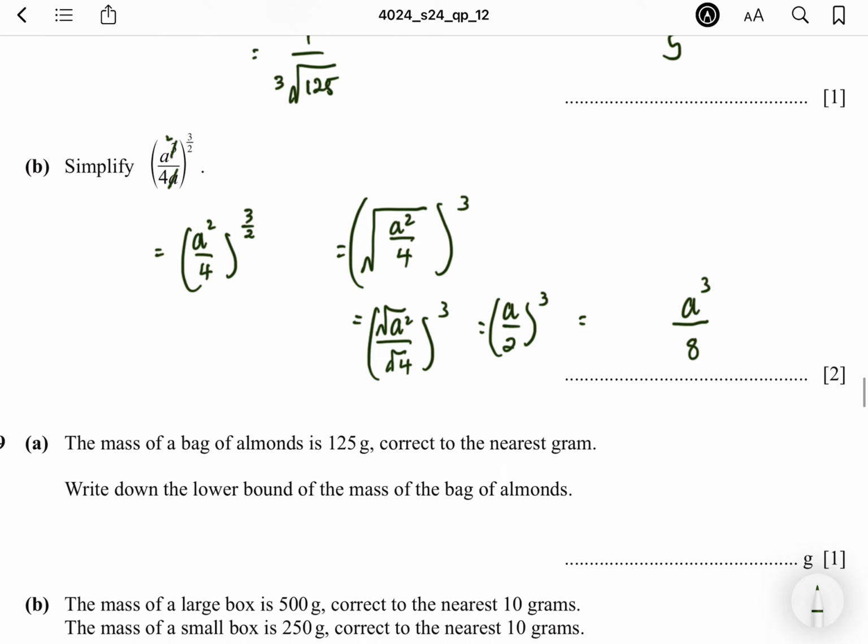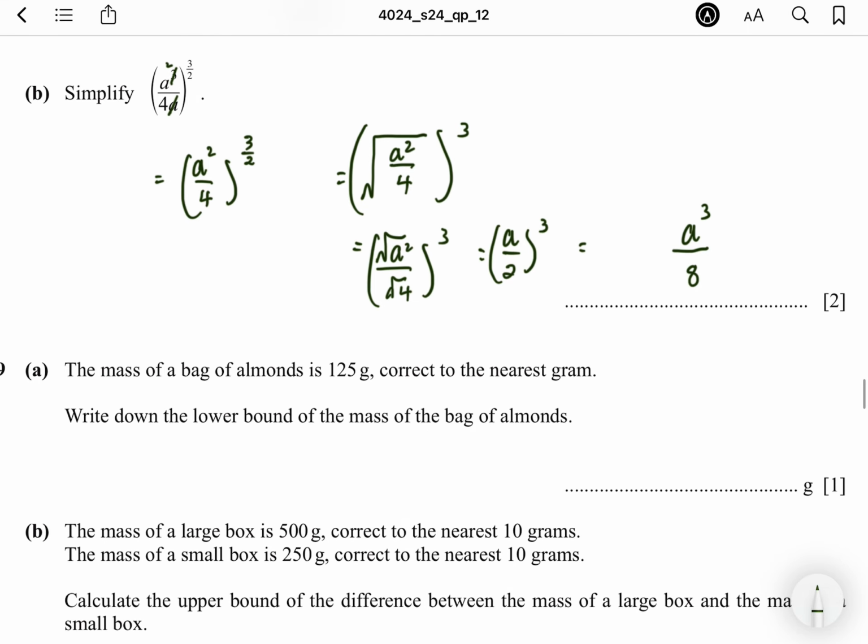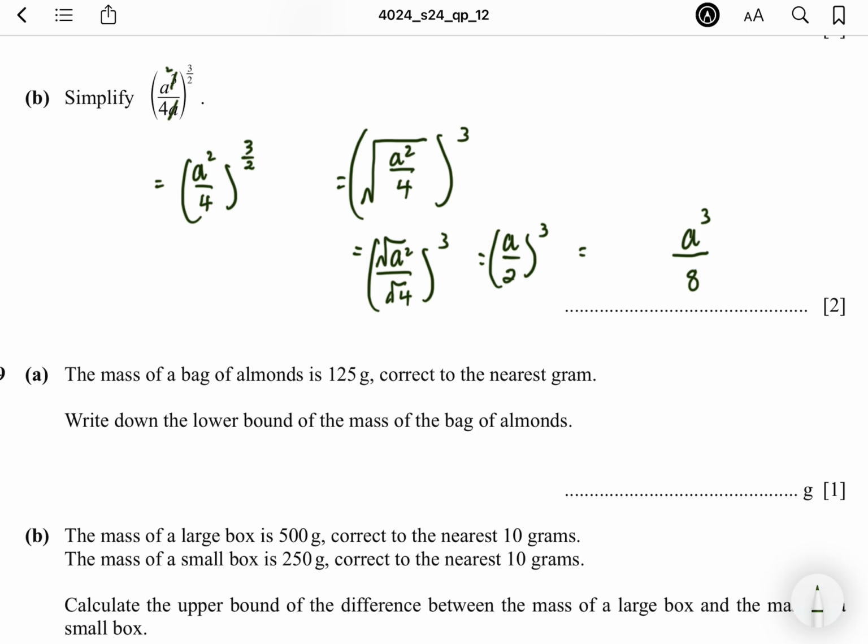plays an important role. The mass of a bag of almonds is 125, correct to the nearest gram. Write down the lower bound. Most of you are able to do this one, but let me just demonstrate that one by using a number line. Because it says the nearest gram, so 125 and 126. Sini 124. Lower bound would be here, which is 124.5. What is this called? Upper bound. What's the upper bound for this measurement? 125.5. Kamu pakai index kah? 125.5.